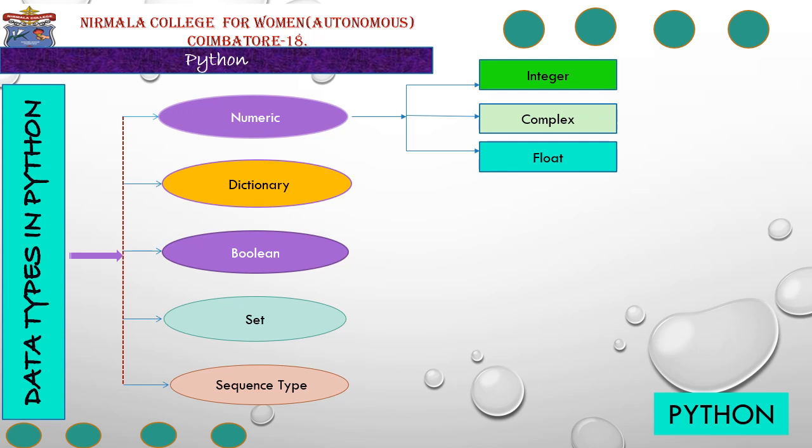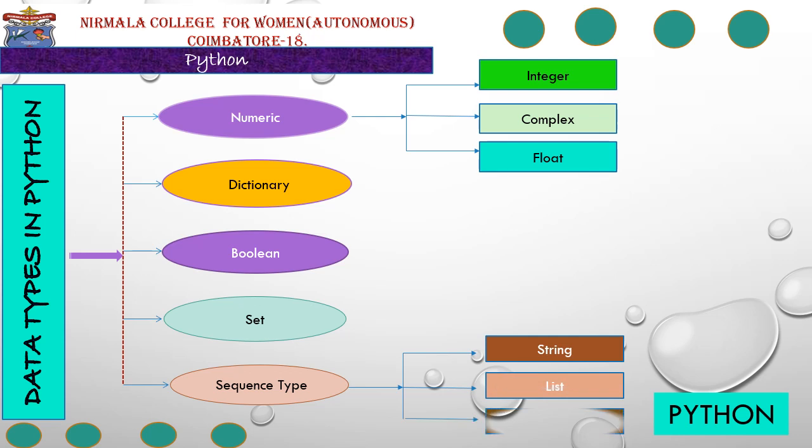The last one is our sequence type. In sequence type, we have string, list, and tuple. A sequence of characters in quotation marks can be used to describe a string. A string can be defined in Python using single, double, or triple quotes. A list is used to list out items that the user wants to list. And a tuple is also a way in which data can be stored.